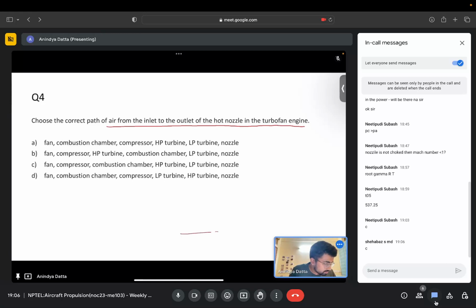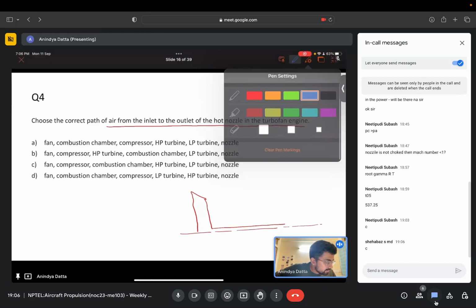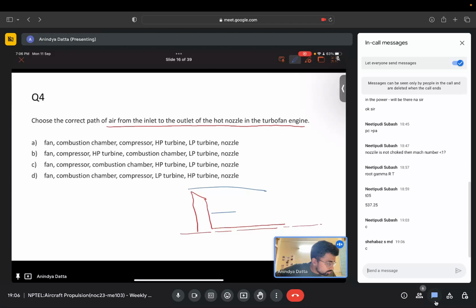Let me just draw a schematic. This is my axis. First we have the fan here. After the fan, the flow gets split into two parts. This is my cold nozzle, and around the center line we have the hot nozzle. So the flow is divided into two streams after the fan. This is our fan.